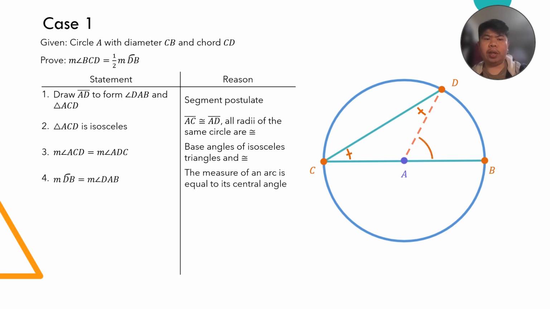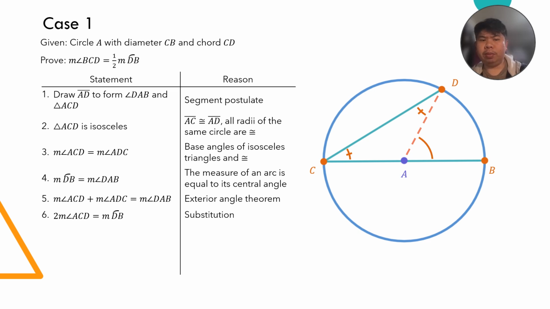The measure of arc DB is equal to the measure of angle DAB, since we already established that the measure of an arc is the measure of its central angle. The measure of angle ACD plus the measure of angle ADC will give us the measure of angle DAB by the exterior angle theorem.